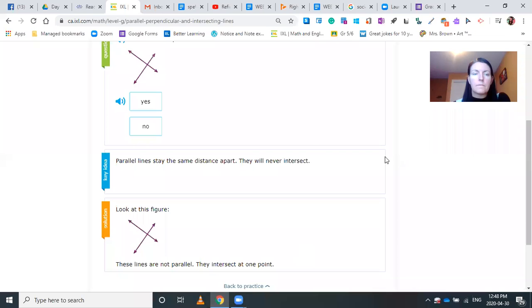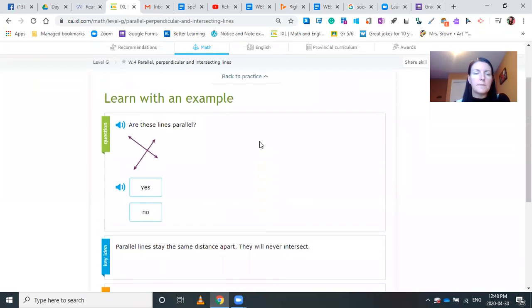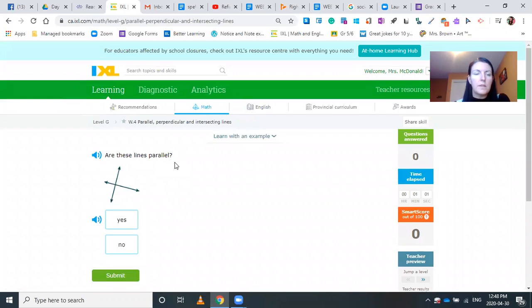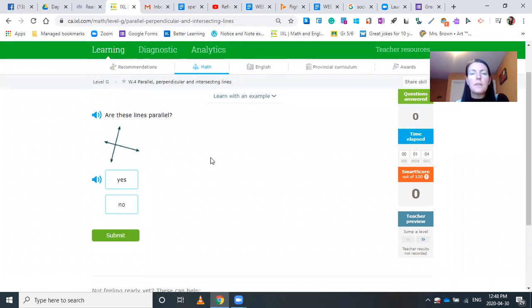So, are these lines parallel? Another way to think of parallel lines is that they will never ever cross. If you think of train tracks, they always go exactly the same distance apart, even though they might go and turn together, but they will never ever cross or meet. Okay, so they stay parallel. They're always, this part, the bottom of it is the same length apart as the top of the line, right? And it will go in a straight line.